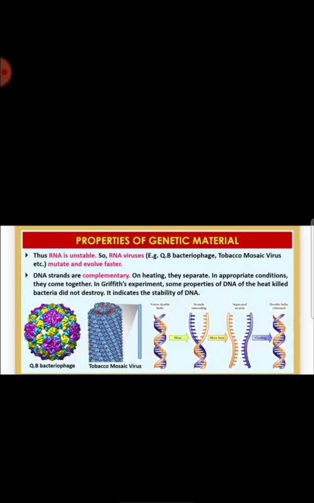Okay, thus RNA is unstable, so RNA viruses, for example Q-beta bacteriophage, tobacco mosaic virus, mutate and evolve faster. Since RNA is present in viruses like Q-beta bacteriophage and tobacco mosaic virus, because they are having RNA as the genetic material, and RNA is unstable, in such viruses they will mutate and evolve faster. They will be having new species, new generation faster.